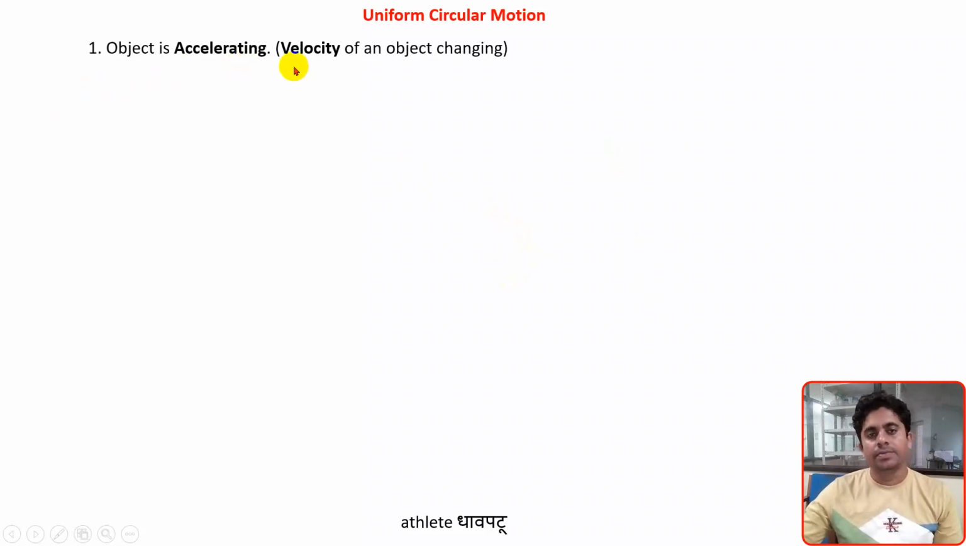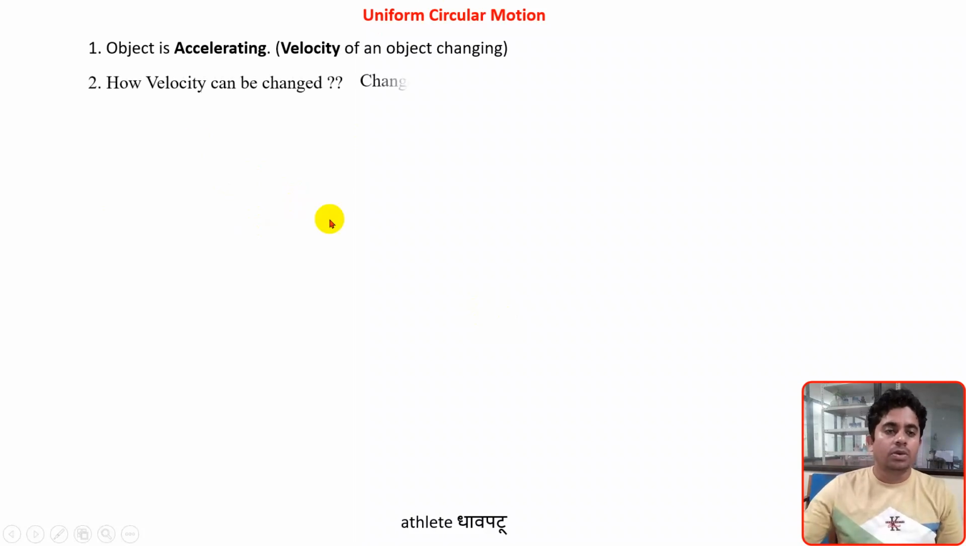An object is accelerating, and when can that happen? When the velocity of an object is changing. The basic definition of acceleration is the change in velocity divided by the time taken to change that velocity. So we say that an object has accelerated when there is a change in velocity; only then is acceleration possible. If a change in velocity exists, then the body will accelerate. Now, the question: how can velocity be changed?